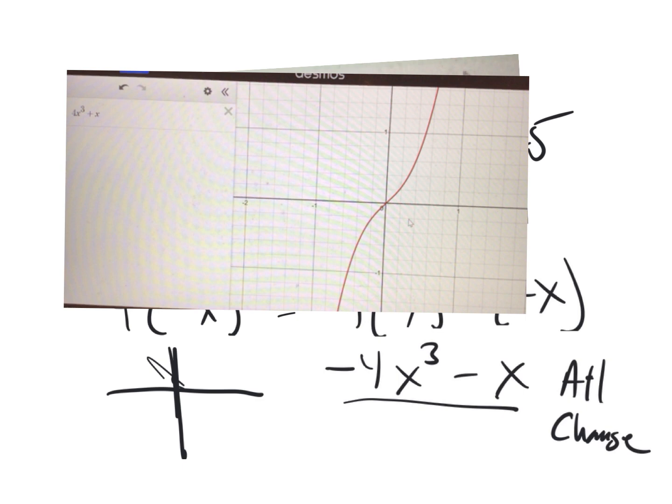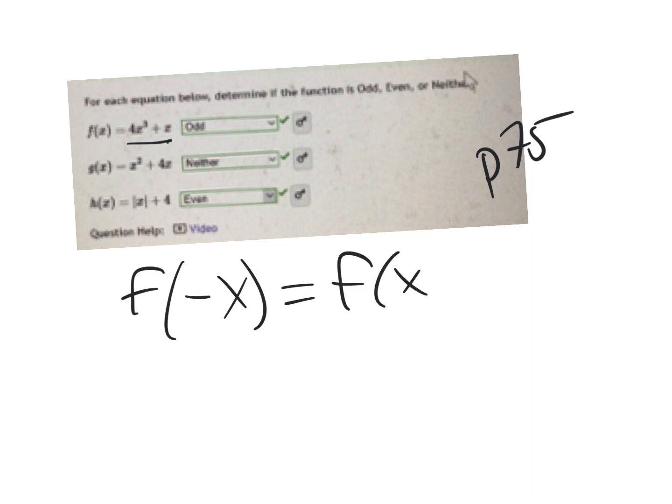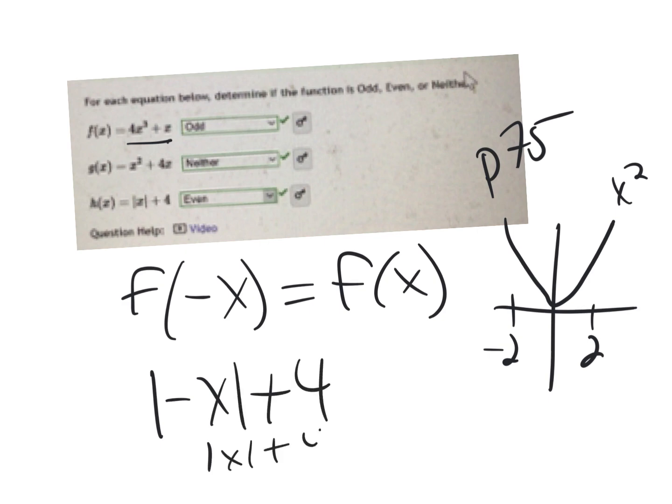So let's look at the other ones that you tried here. Let's do the h of x one, because that's even. When you have an even function, if you drop in negative x, you get the exact same function out. So that tells me it's an even. And the easiest thing to look at that is a parabola, right? If this is x squared and you take 2, you're going to get 4. If you drop in negative 2, you also get 4. So there's that symmetry going on. So for this one, the absolute value of negative x plus 4, well, the absolute value of any number is positive. So same answer. So that's why this is an even function.